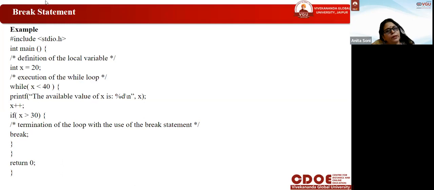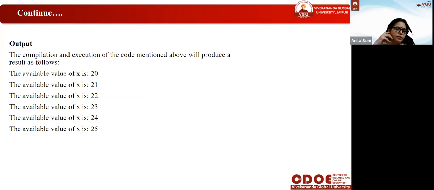So what will be the output? 20, 21, up to 29, 30. It will print 30 also. Why? Because once x becomes 29, 29 less than 40, so that is printed, then x plus 1, 30. 30 less than 40, yes, so 30 will be printed. Then there is a break statement, so you will come out of the loop. Even 30 will also be printed. So this will be the output. This is not the complete program, but once you test it, it will show you 20 to 30.